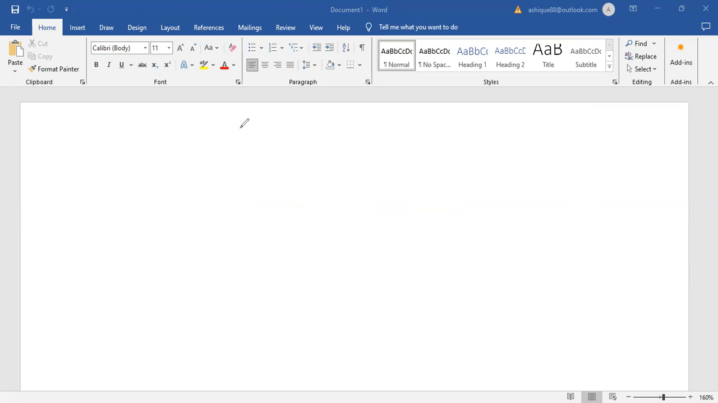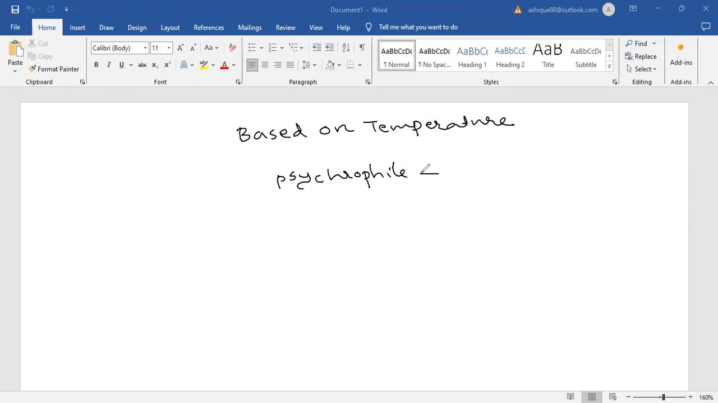Based on temperature, as I have already told in the previous class, I can classify the organisms into psychrophiles. Psychrophiles require low temperature. So they are cold-living organisms that live in low temperature.